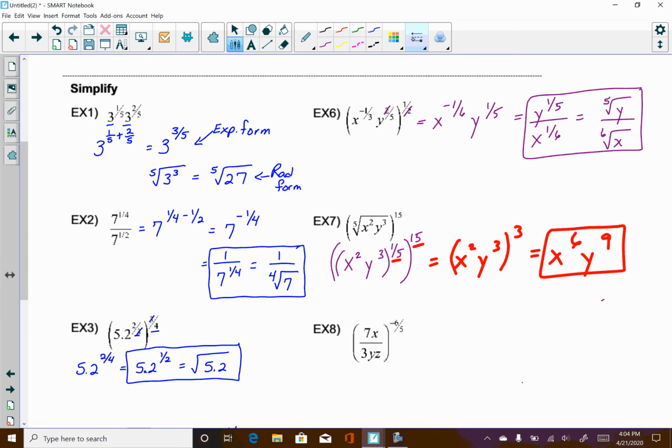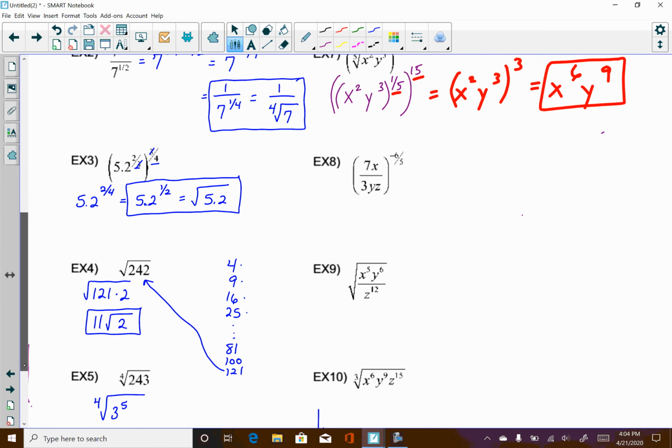Move on down to example 8. In example 8, you've got this entire piece here that's being raised to a negative power. It's legal to get rid of that negative power by just switching places with what's inside. What I mean by that is that 3yz comes up top and 7x goes on the bottom, and now we're all raised to the positive 6/5. So now from here, I would be raising everything in there to the 6/5 power.